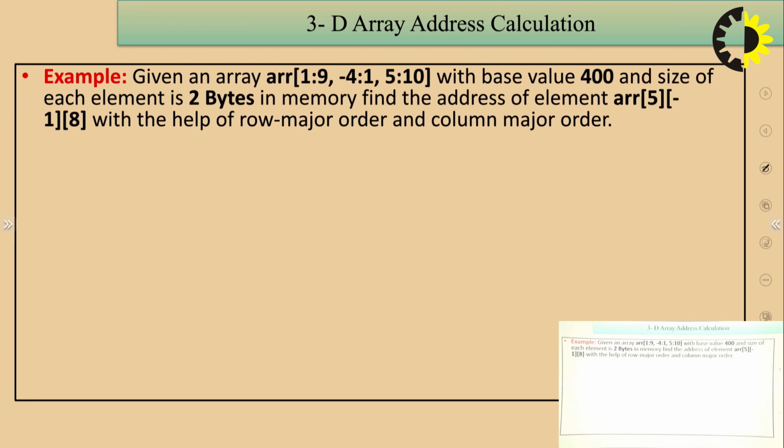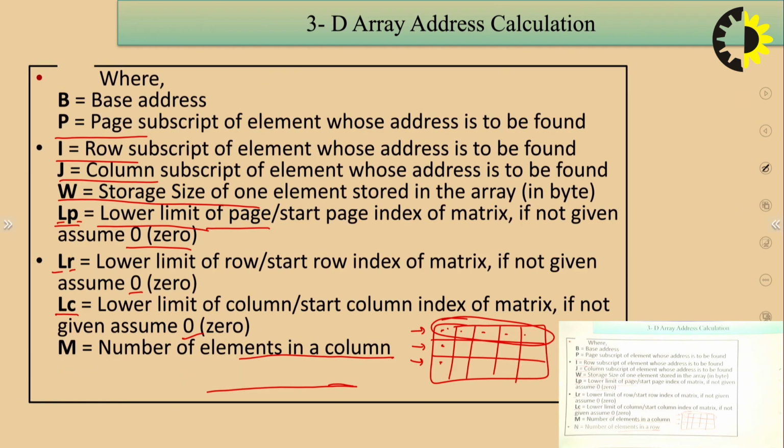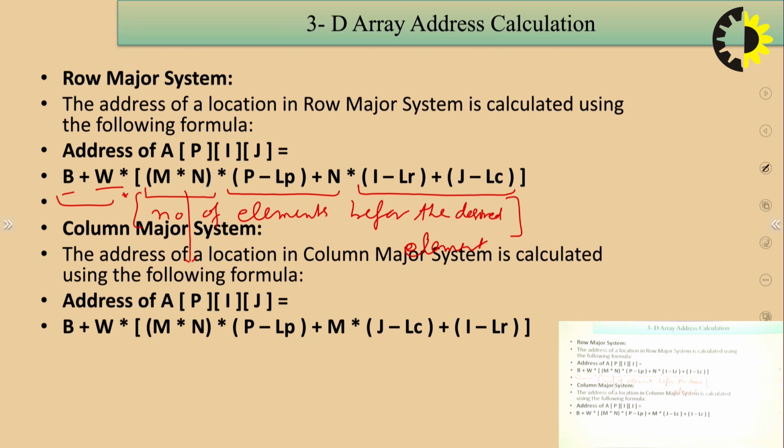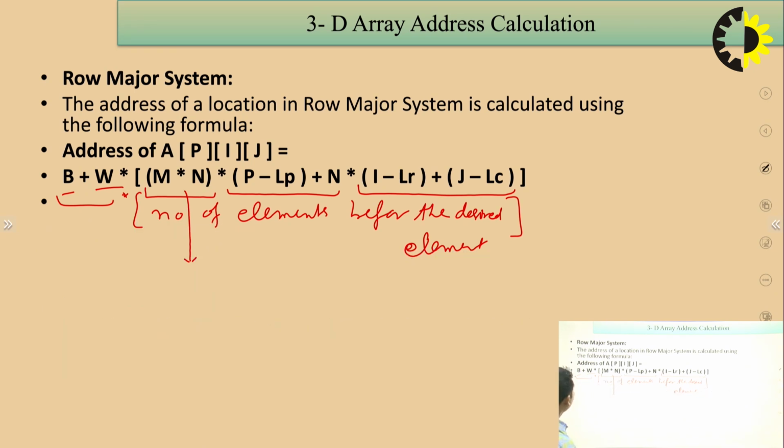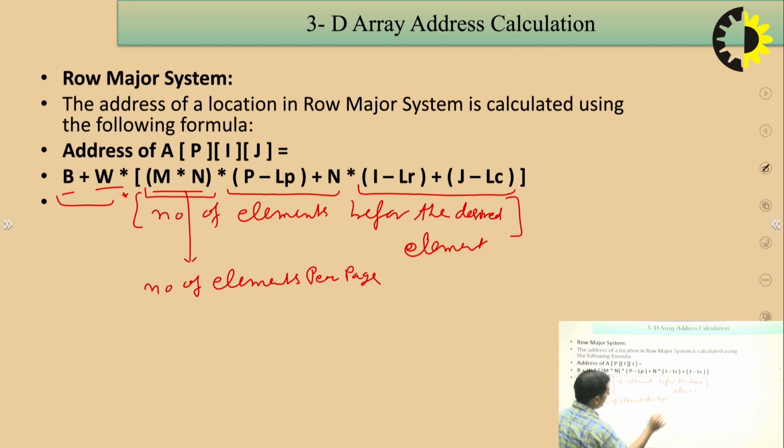And we will see further. So, we are currently here. So, m into n, we are calculating m into n: number of elements per row, number of elements per column. So, we are calculating here the number of elements per page.